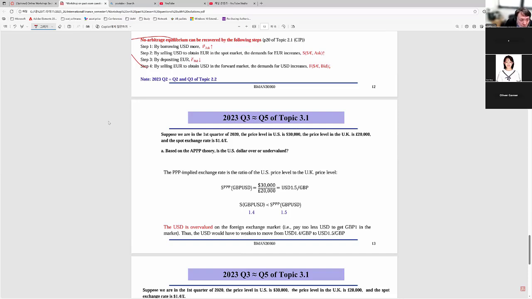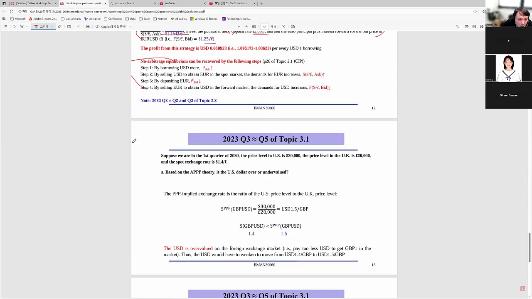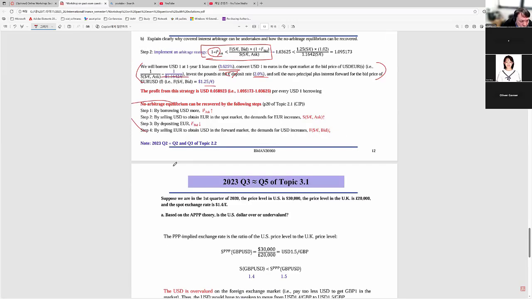Okay, and the 2023 question 3. So here, 2023 question 2, I already put this one as a practice question. This is question 2 and question 3 of topic 2.2 practice questions. You can find the recording of the solution on this one on Canvas. And so I'm not going to repeat that here.